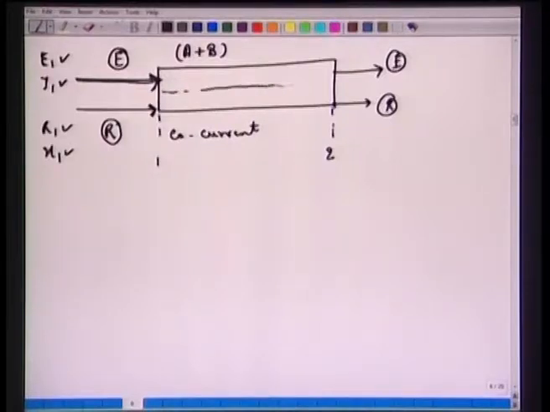Let's assume that only A diffuses from R to E. Okay, so throughout this contact, A diffuses from one stream R to this stream E, and B is a non-diffusing component. So at the exit, again we have E2 mole per second, and we have Y2 mole fractions here. 2 symbolizes this exit end, and we have R2, and we have X2 mole fractions. So the mole fraction X of this stream here will keep on changing along this.